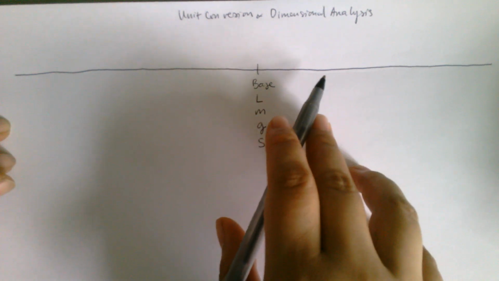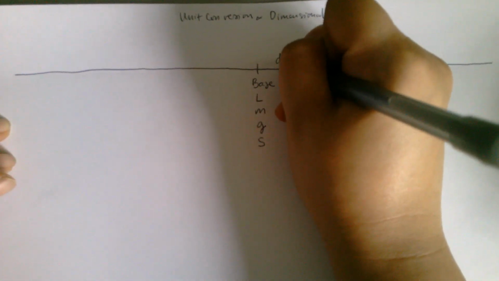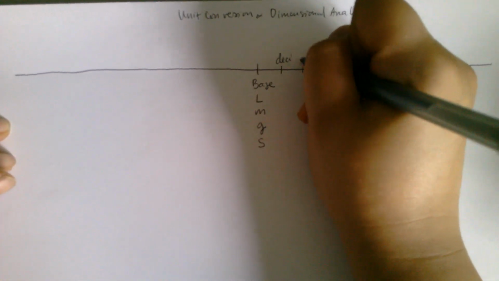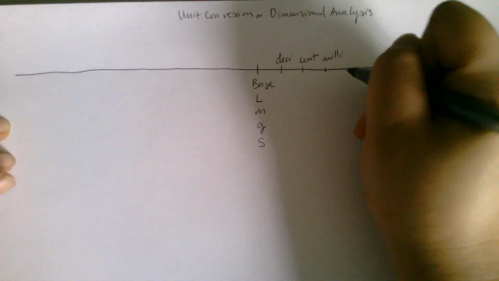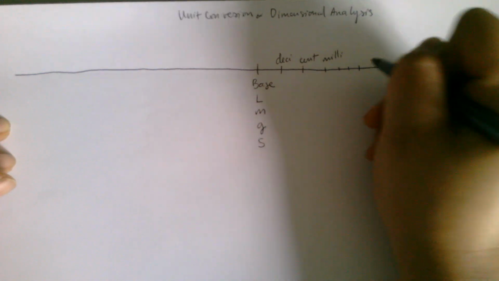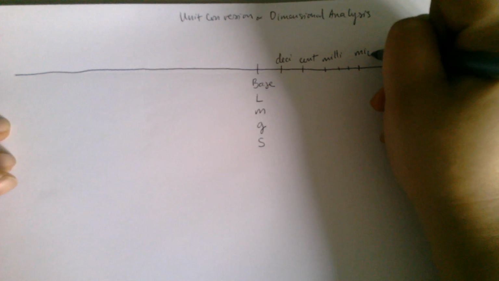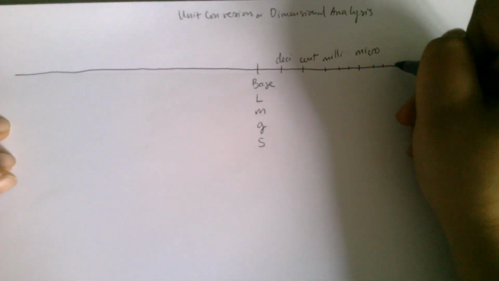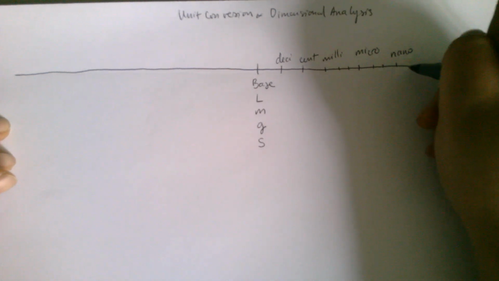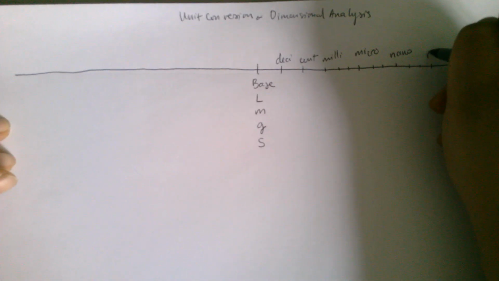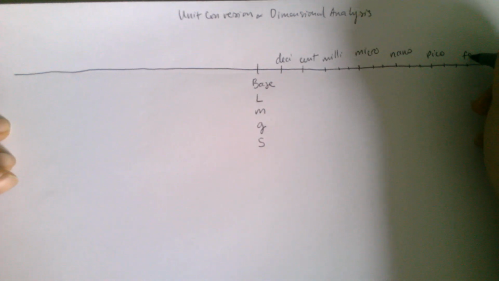So we can start with the small boxes first. We have deci, centi, milli. Then we skip 3 spaces and we have micro, skip 3 spaces and we get nano, 3 spaces and we have pico, and another 3 spaces and we have femto.